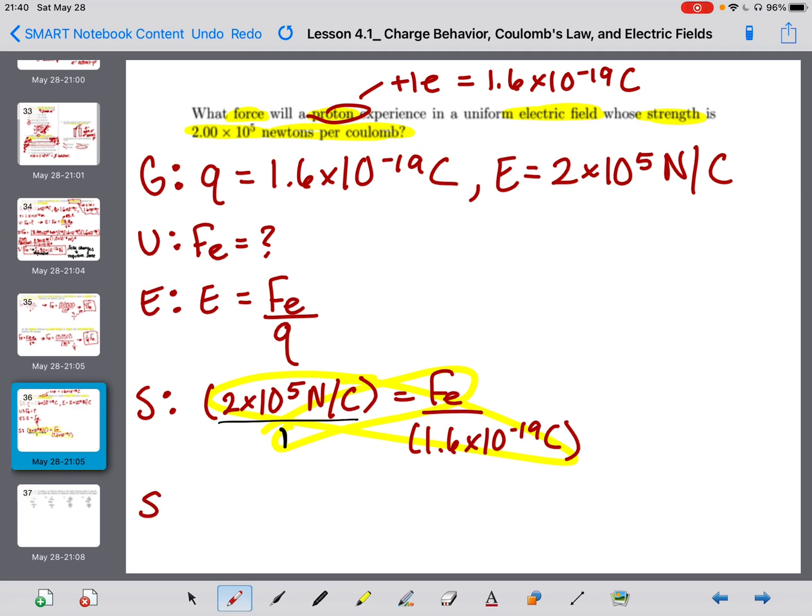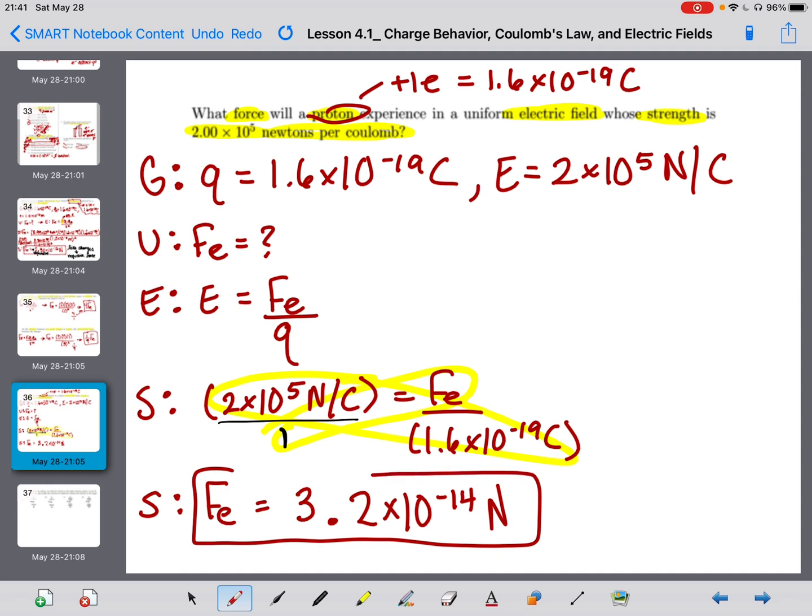So my answer becomes the electrostatic force is 2 times 10 to the 5th newtons per coulomb times 1.6 times 10 to the negative 19 coulomb. So if you do that in your calculator, 2 times 10 to the 5th times 1.6 times 10 to the negative 19, you should get an electrostatic force of 3.2 times 10 to the negative 14 newtons. Okay?